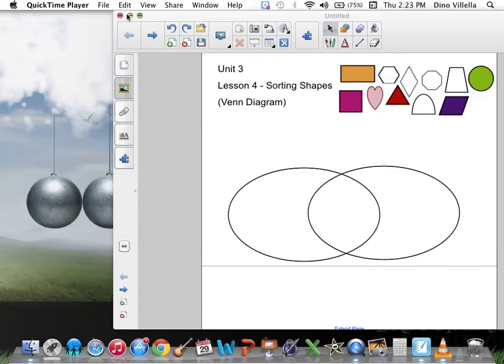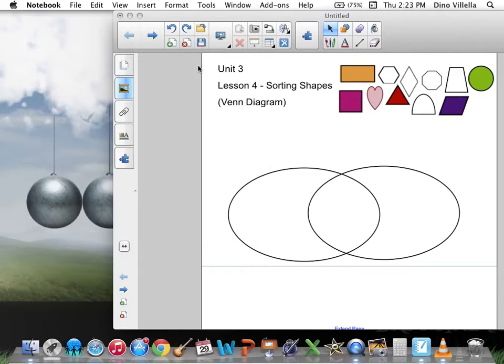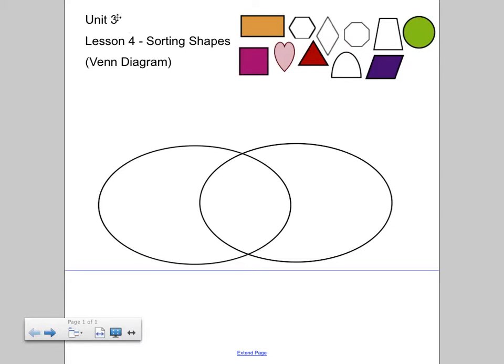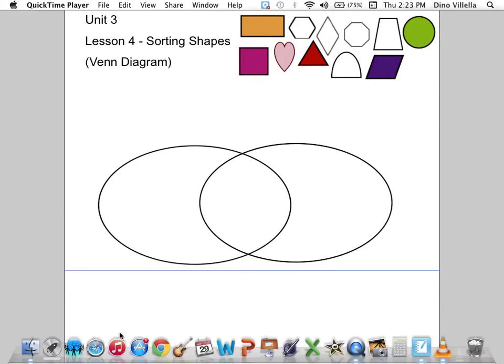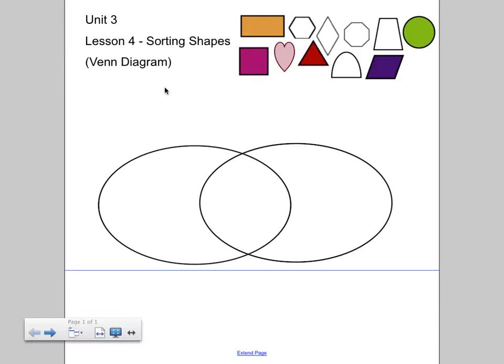Okay, so here's our new video for the week. This is Unit 3. We're continuing with geometric shapes, and what we're doing is looking at sorting these shapes. We're going to look at how to sort these shapes.